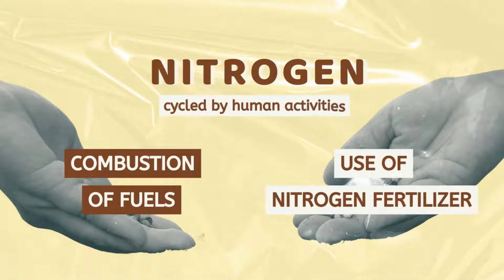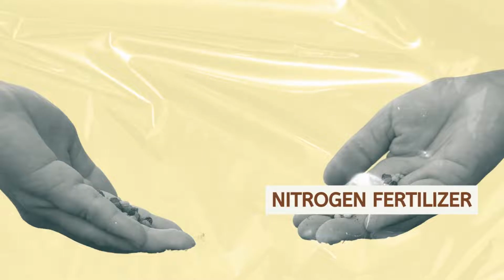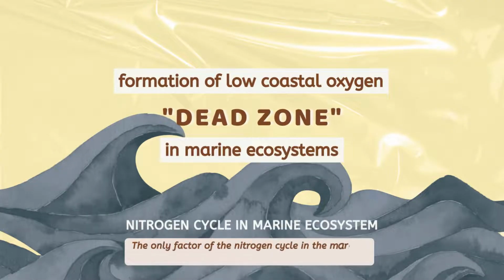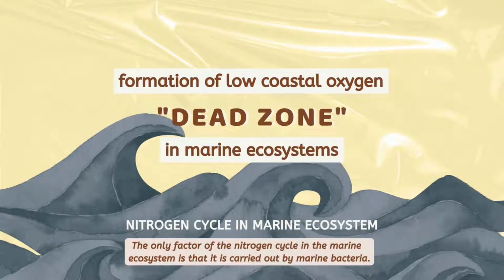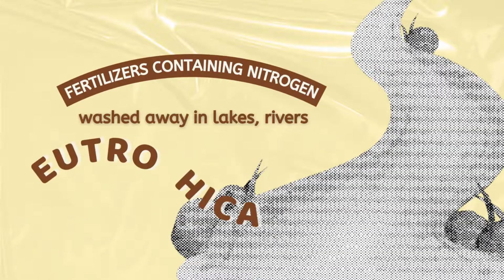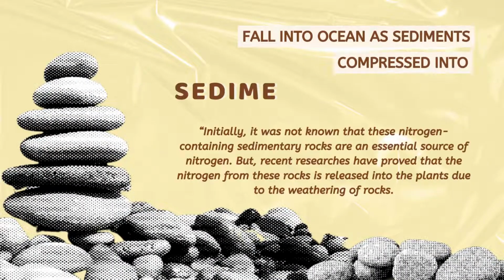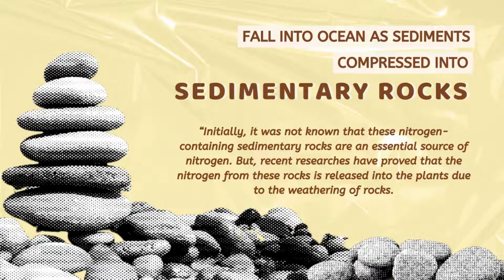Nitrogen is also cycled by human activities such as the combustion of fuels and the use of nitrogen fertilizers, contributing to environmental problems such as the formation of coastal, low-oxygen dead zones in marine ecosystems. The fertilizers containing nitrogen are washed away in lakes and rivers and result in nitrification. The nitrogen-containing compounds fall into the ocean as sediments, get compressed over time, and form sedimentary rocks.